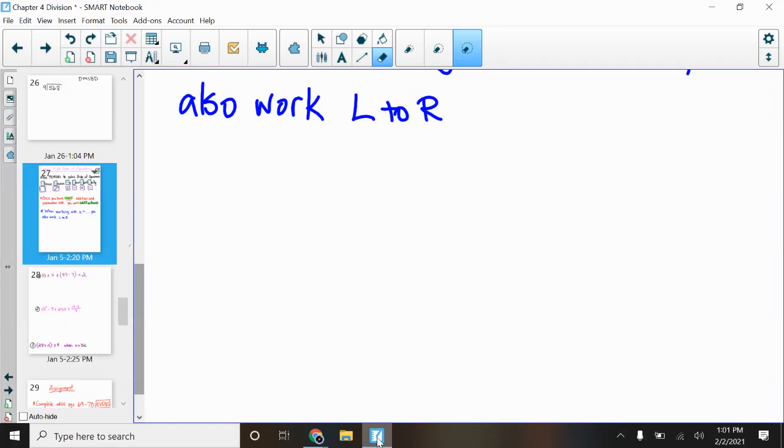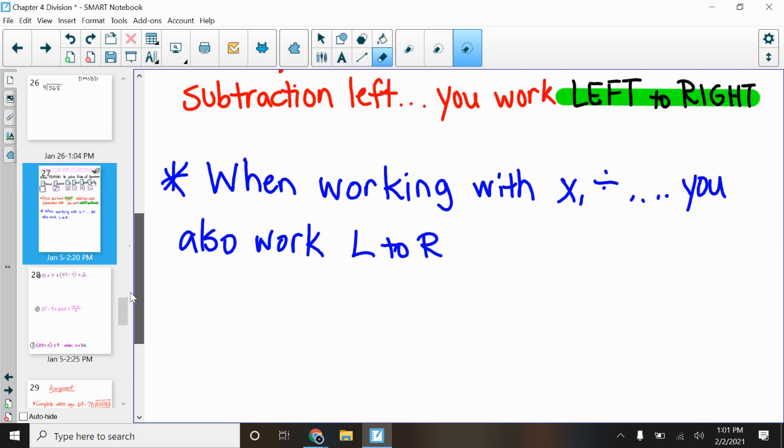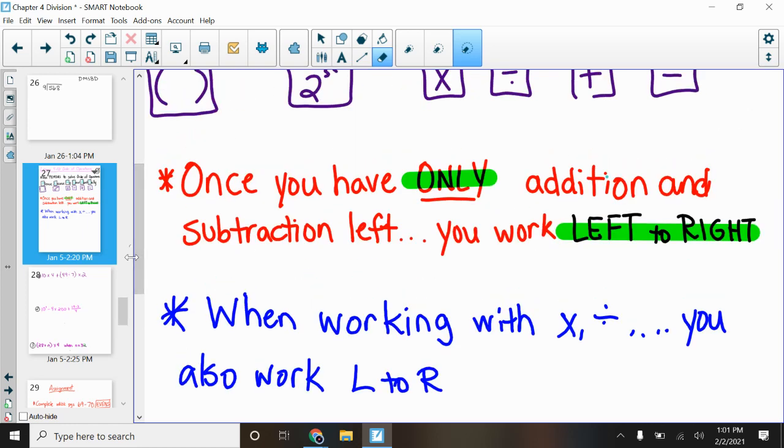Okay, so before lunch, this is where we left off. So let's just do a really quick recap. We are in the process of trying to learn the exact steps that we take with this PEMDAS step.